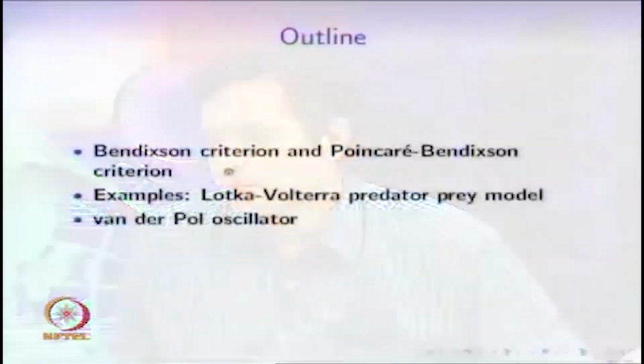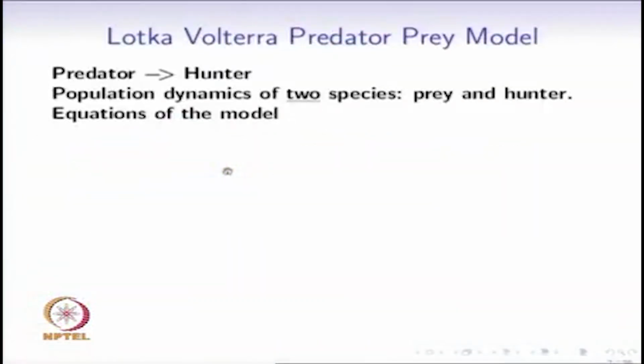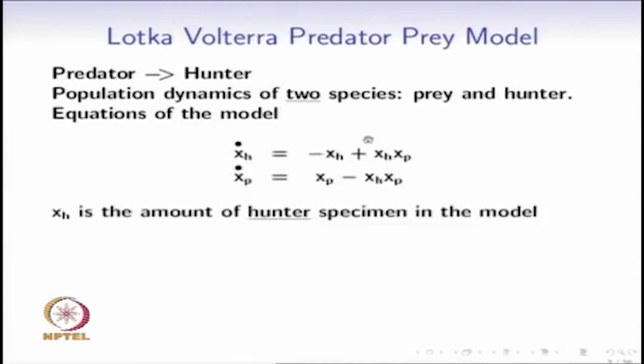Let us start with the Lotka-Volterra predator-prey model. This is studying how the population of two species vary as a function of time. These two species are classified into prey and hunter. So there is one species that is a prey, another species that is a hunter, and we will study the model of this prey and hunter species. Of course, we are studying a simplified model.